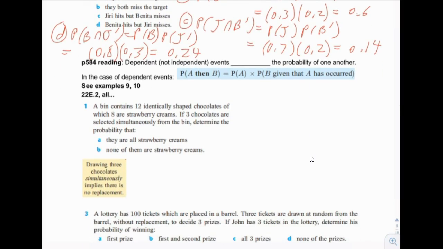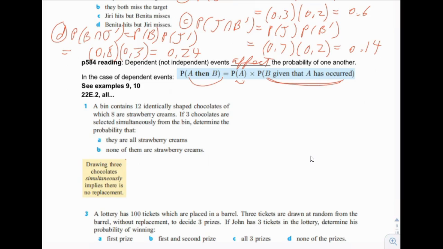Dependent, not independent events affect the probability of one another. Okay. In the case of dependent events, probability of A then B. Notice it's not A and B, it's A then B. So it makes it sound more like A happens, then B is going to happen. So it's like kind of affecting it. So that would be equal to the probability of A times the probability of B given that A has occurred. Okay, so A happens first, then that affects the probability of B, so you're adjusting. It's not probability of B, it's probability of B given that A has happened.